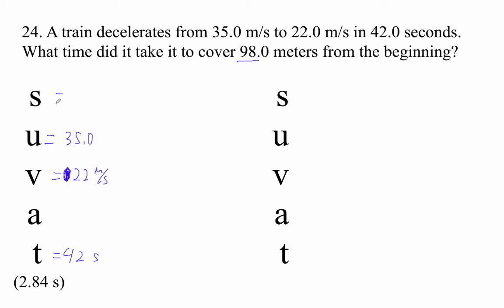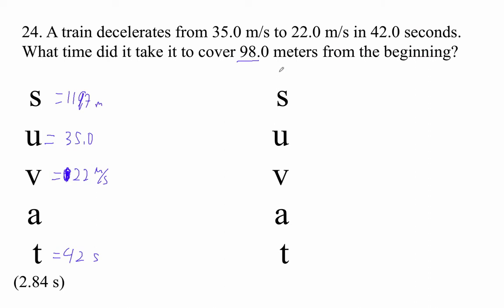It's 1197 meters is how far it goes. Let me just double check that. Parentheses 35 plus 22, times 42. You don't have to find the distance, it would just be good to know that it's longer than 98 meters. Yeah, 1197. It goes a long way.